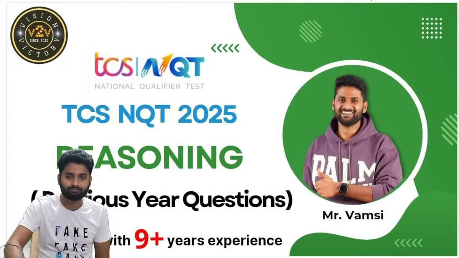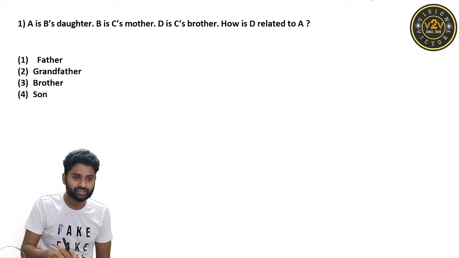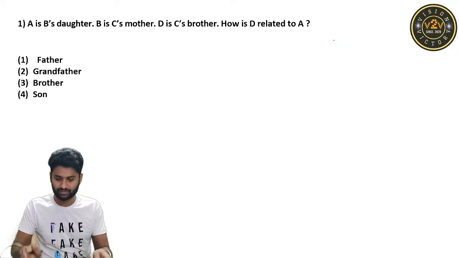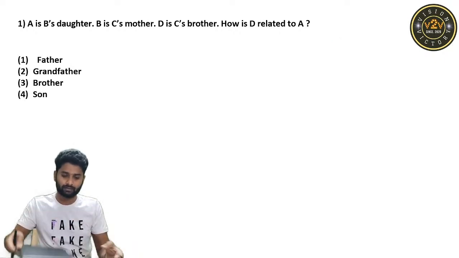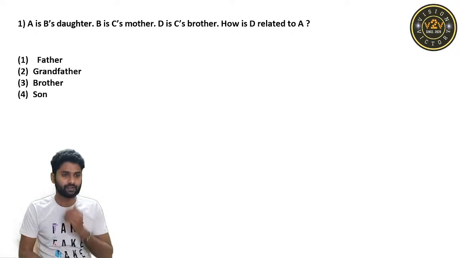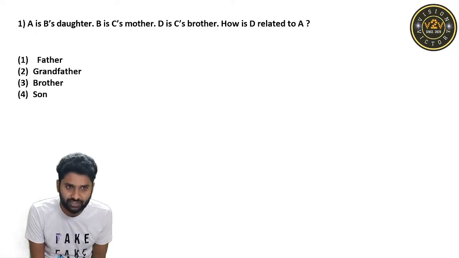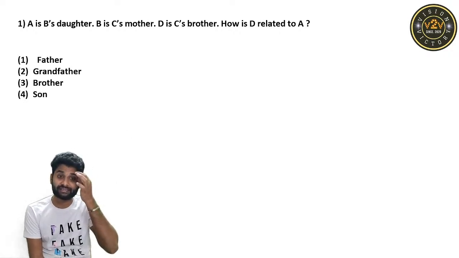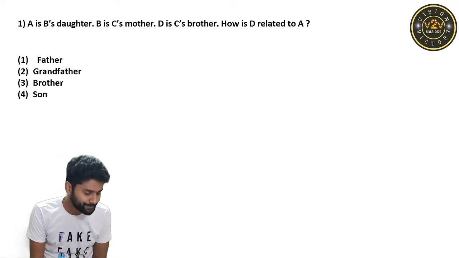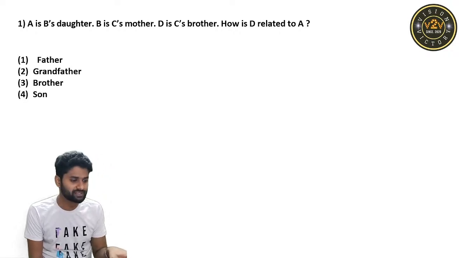So let's start with question number one. Guys, question number one is all about blood relation. So try to answer this question. Now see, it's all about A is B's daughter and B is C's mother and D is C's brother. How is D related to A? So post your answers in the comment section.